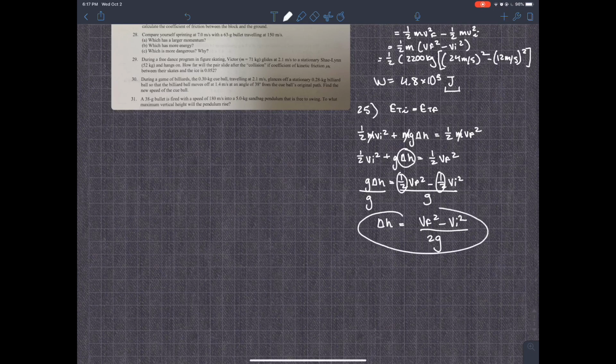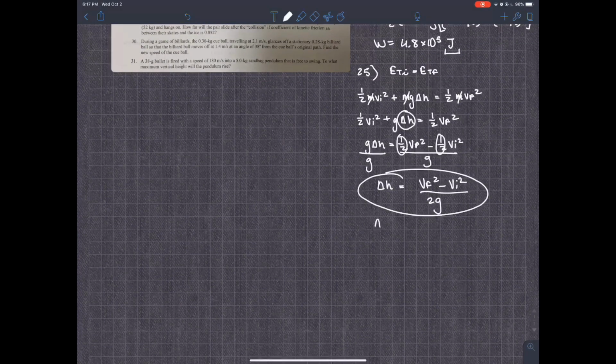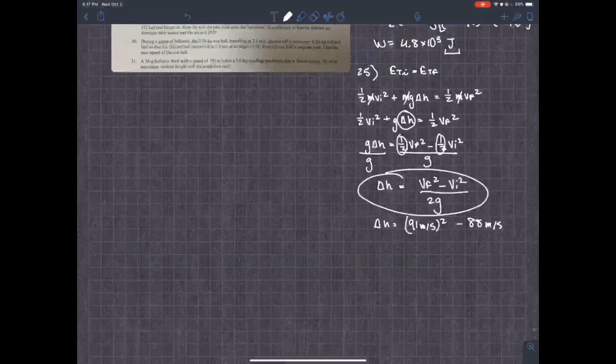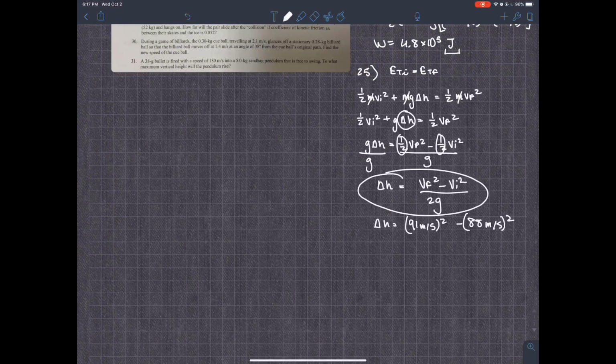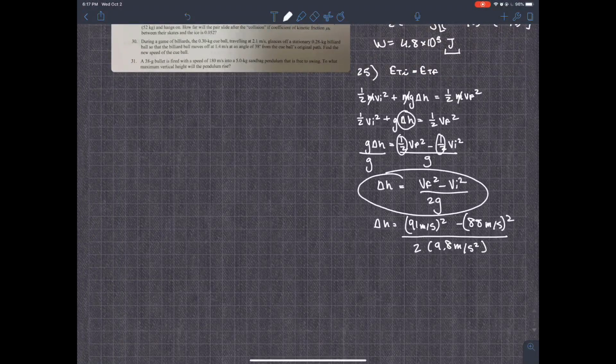Once we have that equation, it's all about plugging and checking. So we literally have delta h equals (91 meters per second squared minus 88 meters per second squared) divided by 2 times 9.8 meters per second squared. That's gravity, or acceleration due to gravity.